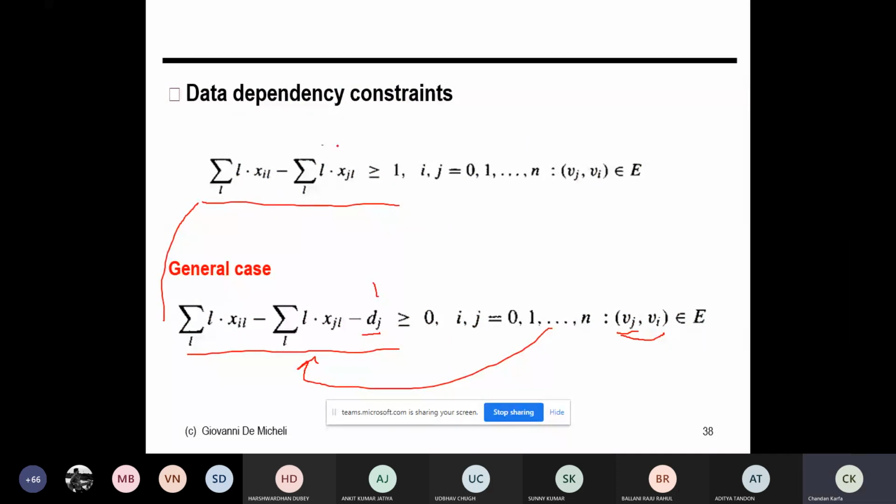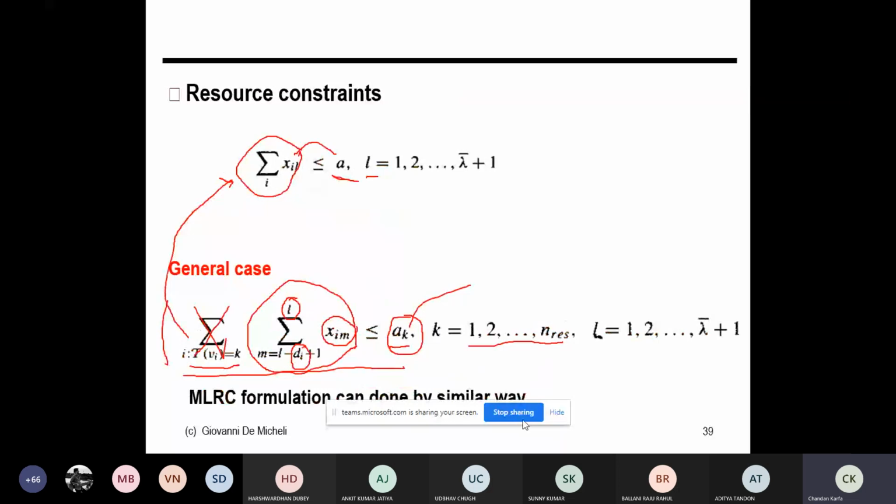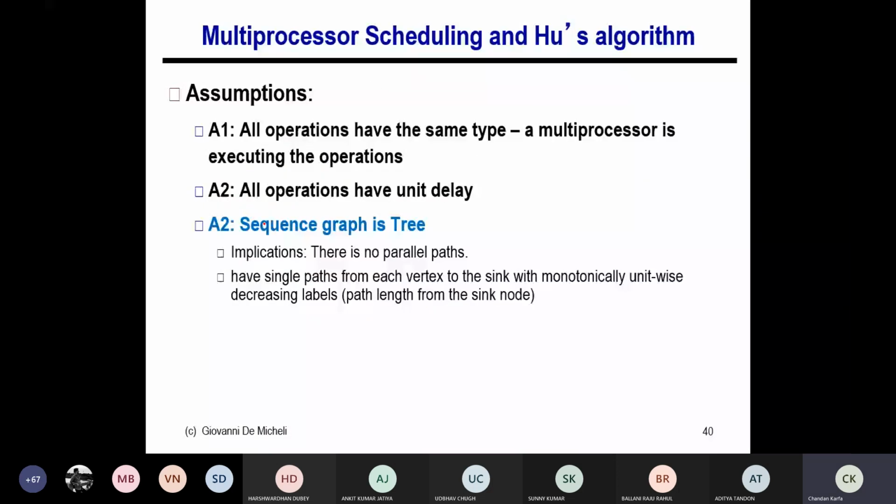So in this way, we can also formulate the MLRC problem, right? We already know that, and we can always write the corresponding multiprocessor version of the ILP formulation of MLRC from that. I hope you can do that easily at home, right? As I mentioned, under these two assumptions, A1 and A2, the problem still remains NP-complete, right?